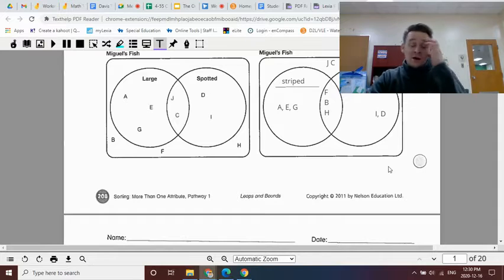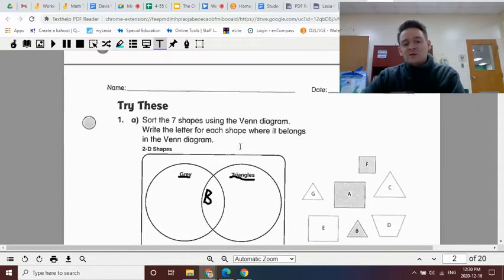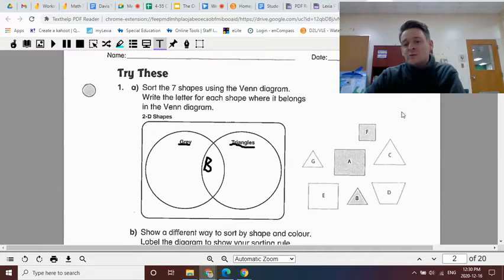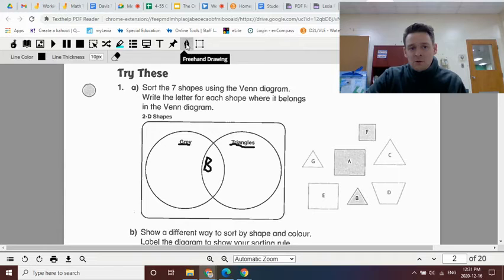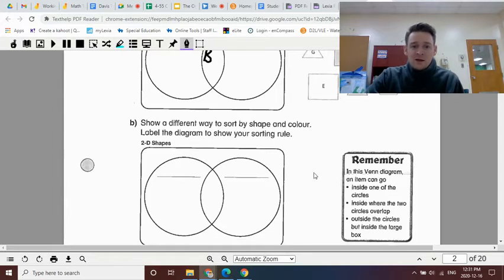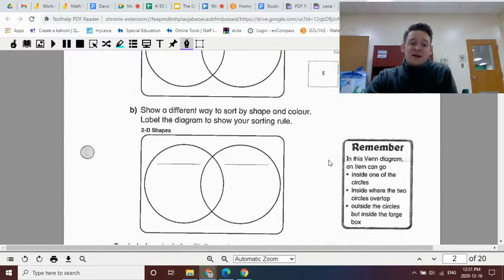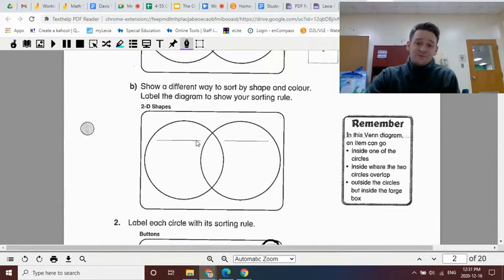And the rest of our work today is really going to be just practicing, showing our understanding of sorting this type of data with Venn diagrams. So we'll just check out some of these questions. Here you're going to sort these shapes with a Venn diagram that is labeled gray on one side, triangles on the other side. You'll see I already put B in the middle because B is a gray triangle.